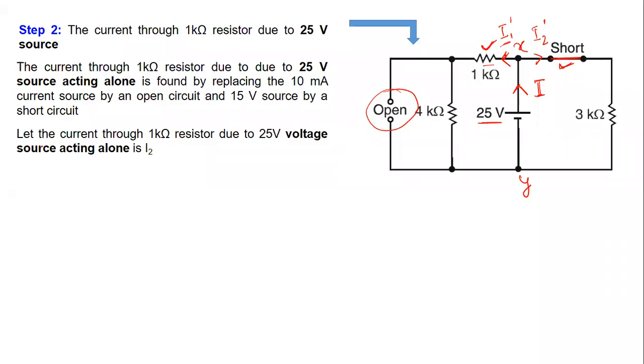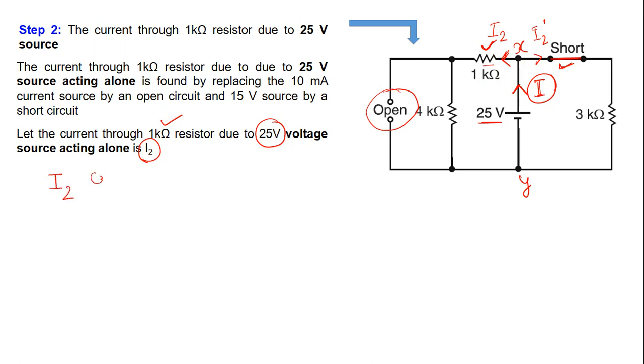Because we have assumed that the current through the 1 kilo ohm resistance due to the 25 volt source is I2, let us replace this notation with I2 here. The notation does not matter at all; you can take any notation. So this is I2 here. Now, this I2 is basically the part of this current I which is dividing at this junction X. So how will we find out I2?